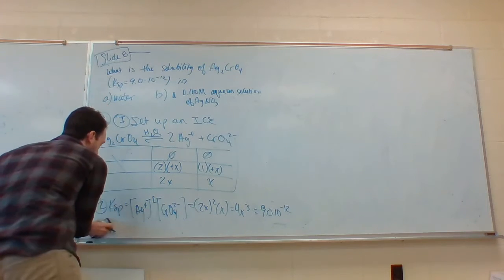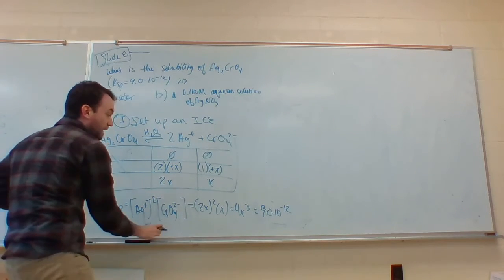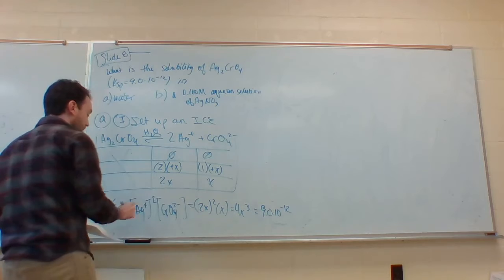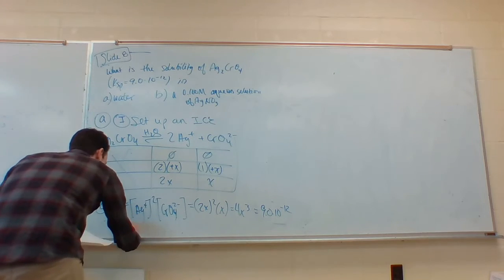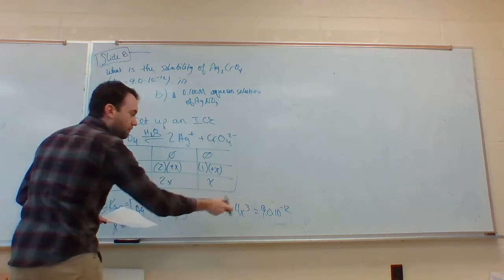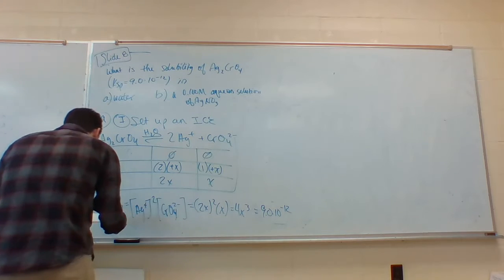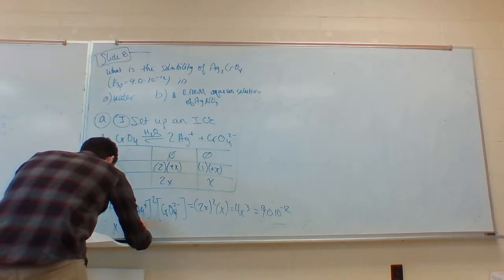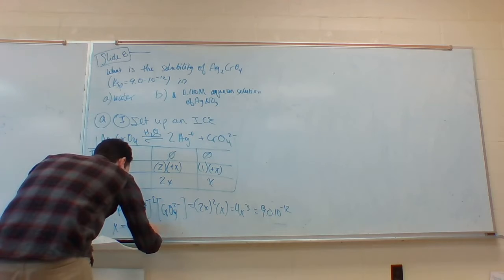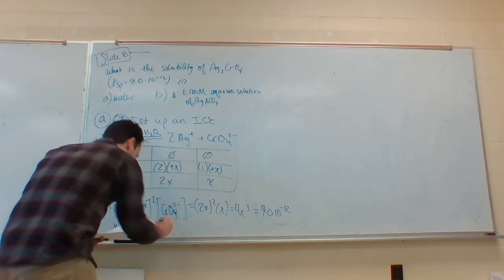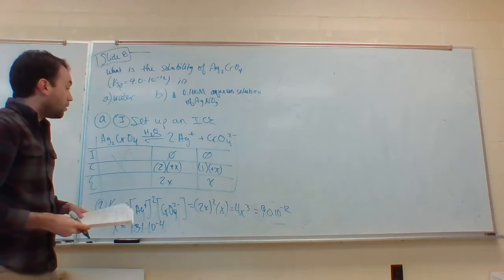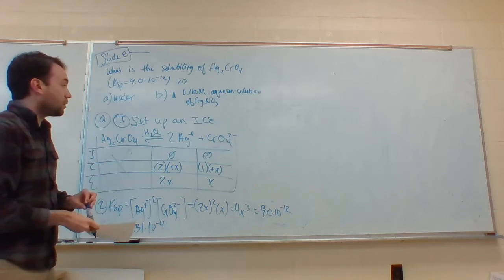All right. Which means that we can now solve for our x. In this case, we would divide by 4 and take the cube root of it. It's going to give us x equals 1.31 times 10 to the negative 4, okay? Now, which of these ions does that correspond to?